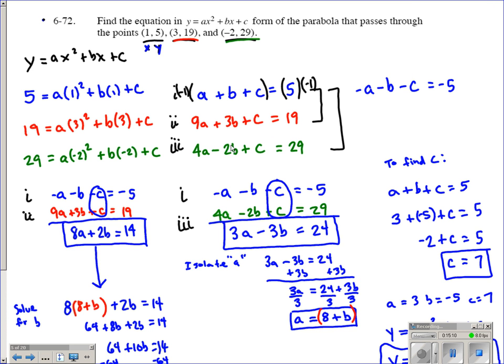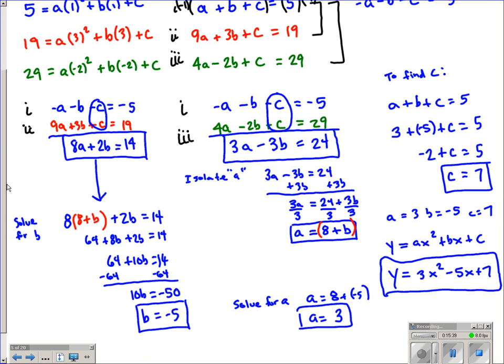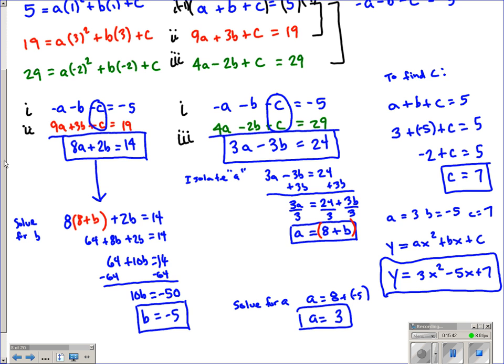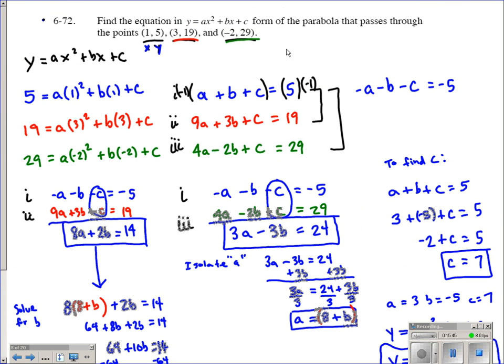So, just to summarize one more time, you're going to take each point. You're going to plug it in for your x's and y's. Simplify it. Then you're going to use the 3 equations that you come up with as a system of equations to solve for those values of a, b, and c. Remember to take those values of a, b, and c, and plug them into the standard form of our quadratic function. Again, our answer in this case, y equals 3x squared minus 5x plus 7. I'll write that up here.